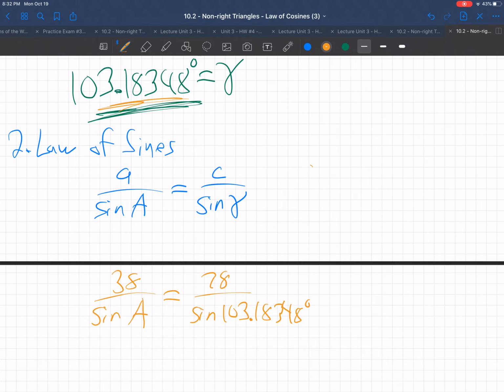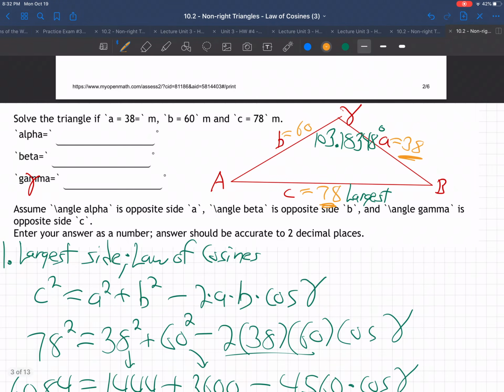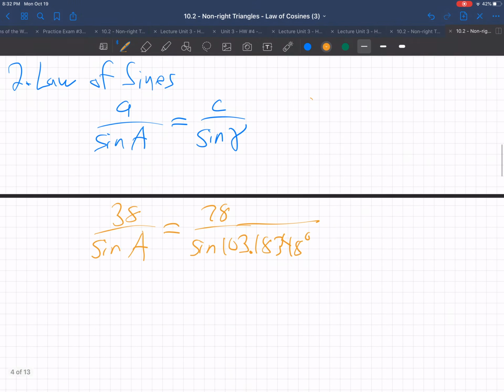103.18348. By the way, look at all those digits I'm using. You want to use a lot of digits of accuracy when you're still in the middle of the problem. I haven't finished yet. Now up here, on the answer for gamma, I'm going to put in 103.18 degrees, two decimals. They've already got the degree symbol. But when I use gamma in my calculation, I'm going to use a whole bunch of digits. Remember, never round until the end.